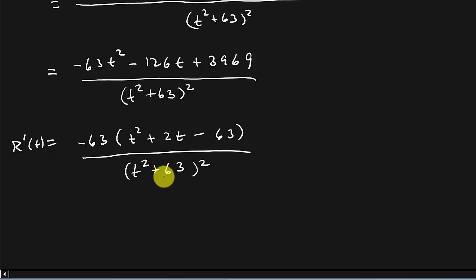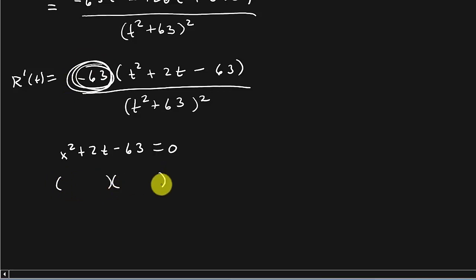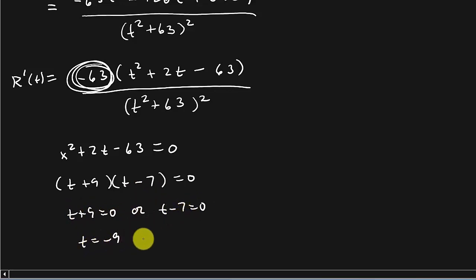The denominator is never going to be 0, because it's t squared plus 63. That'll never be 0. But the numerator, t squared plus 2t minus 63 equals 0. So now we will factor, and that's going to be t plus 9 and t minus 7. So t plus 9 equals 0, or t minus 7 equals 0. So t equals negative 9, or t equals 7.